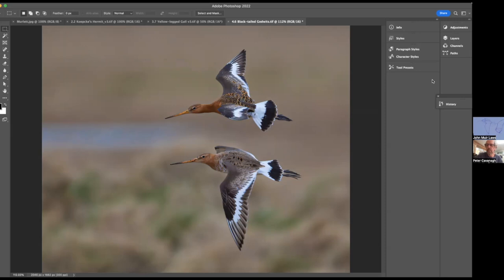Peter, that's an absolutely beautiful photograph, and I can tell that you are just moved by being in the presence of those animals. Yeah, it was very special, very special.